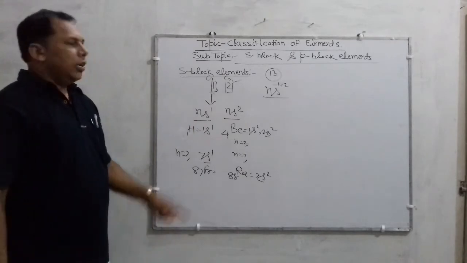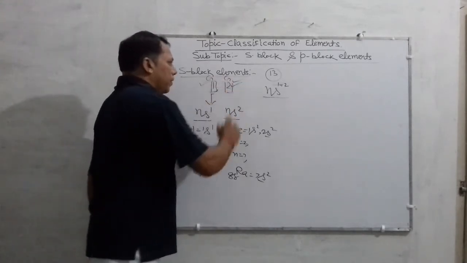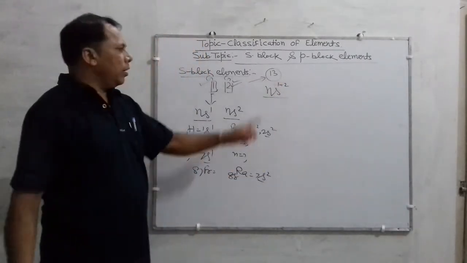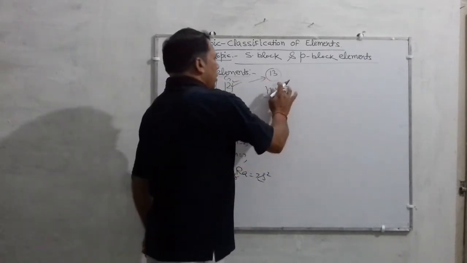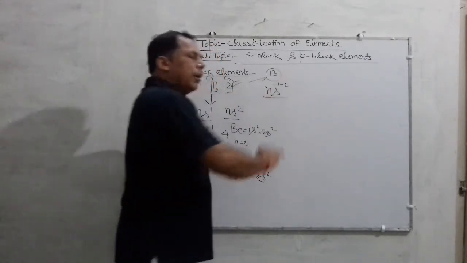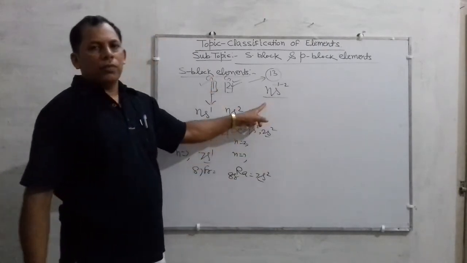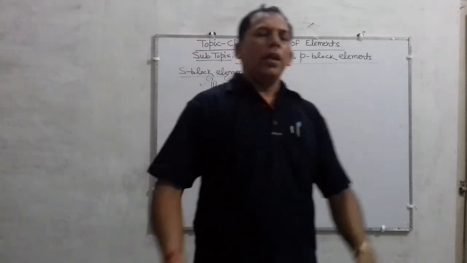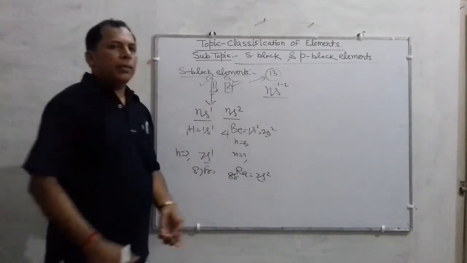And if you count the total elements present in group first and second, they are 13 in number, and they possess the general electronic configuration ns1 or 2, meaning for the first group the configuration will be ns1, and for the second group the configuration will be ns2. Alright? So these are your S block elements.